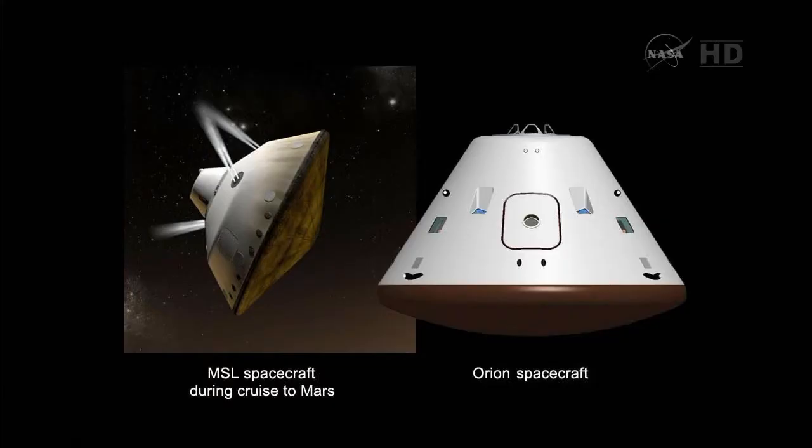So if we could have the next slide. So this graphic shows two spacecraft. One on the left is the Mars Science Laboratory during cruise. It has the descent stage, the heat shield, the back shell, but it also looks curiously similar to the Orion spacecraft, which future astronauts will use to journey off into deep space to the asteroids and potentially Mars down the road. 20, 30 years.